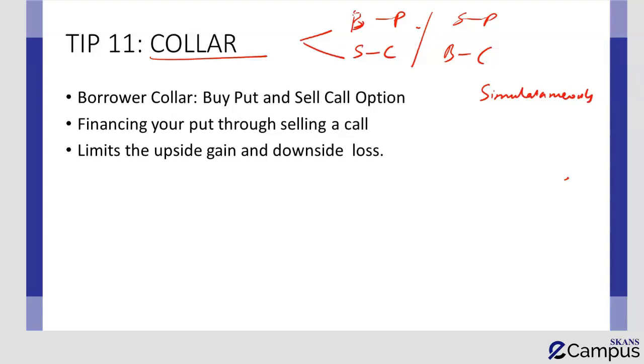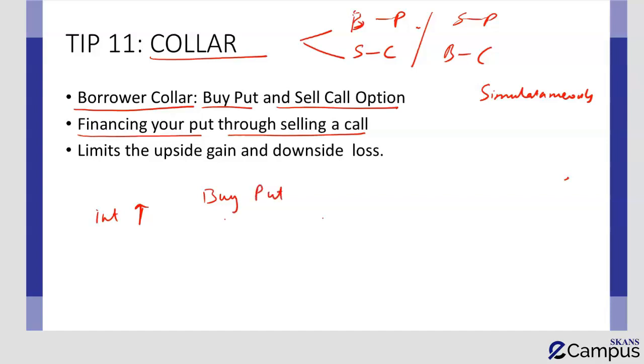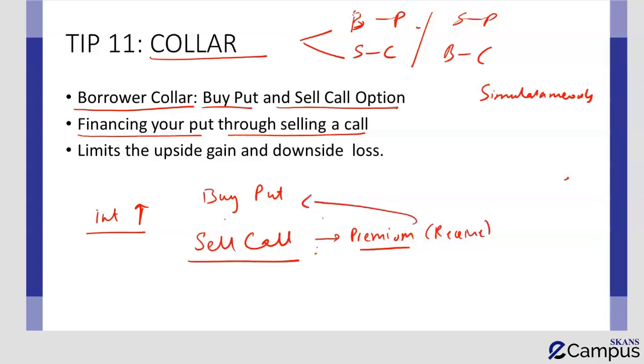And the most famous collar is called a borrower's collar, where you buy a put and you sell a call option. So why do you do that? Because the purpose of doing this is so that you're able to finance your put through selling a call. You're apprehensive that the interest rates will increase, so you buy a put. Therefore, you think that there's no risk, and as a result you sell a call option. When you sell a call option, you receive a premium, and you use this premium to pay for the put option that you have just bought. This is called a collar.